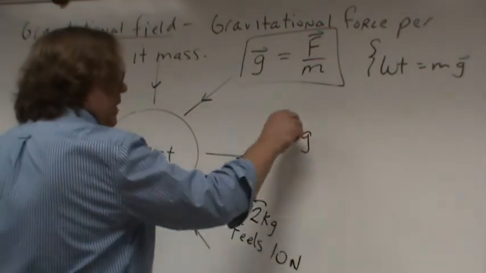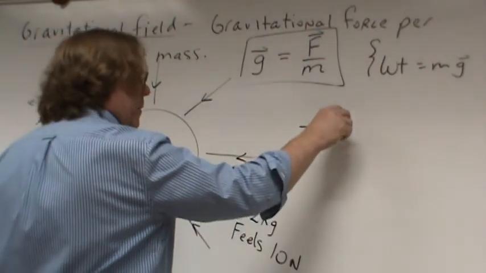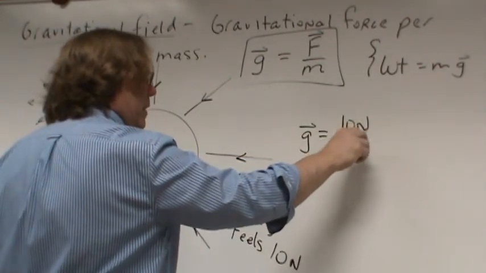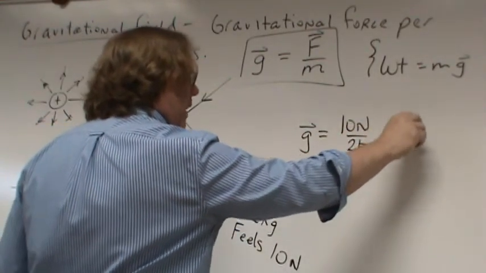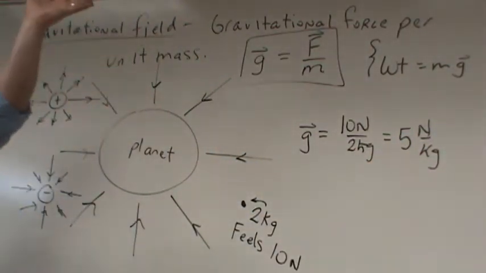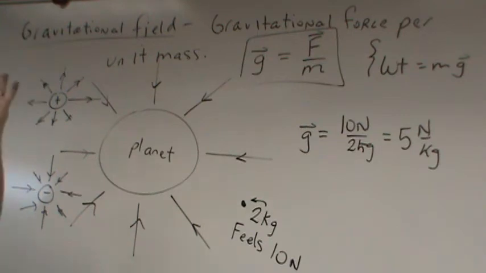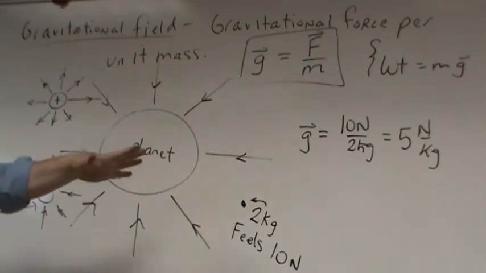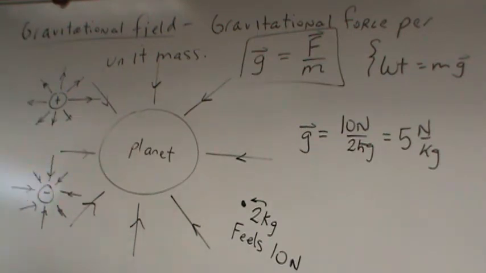Alrighty. Hey, this is not that hard of a problem. We got 10 newtons over 2 kilograms. How many people are getting 5 newtons per kilogram? Wait, not all of you. Was it too easy? Okay, great. So you guys okay that the gravitational field is 5 newtons per kilogram? Okay? So you tell me, what's the acceleration of gravity at that point going to be?